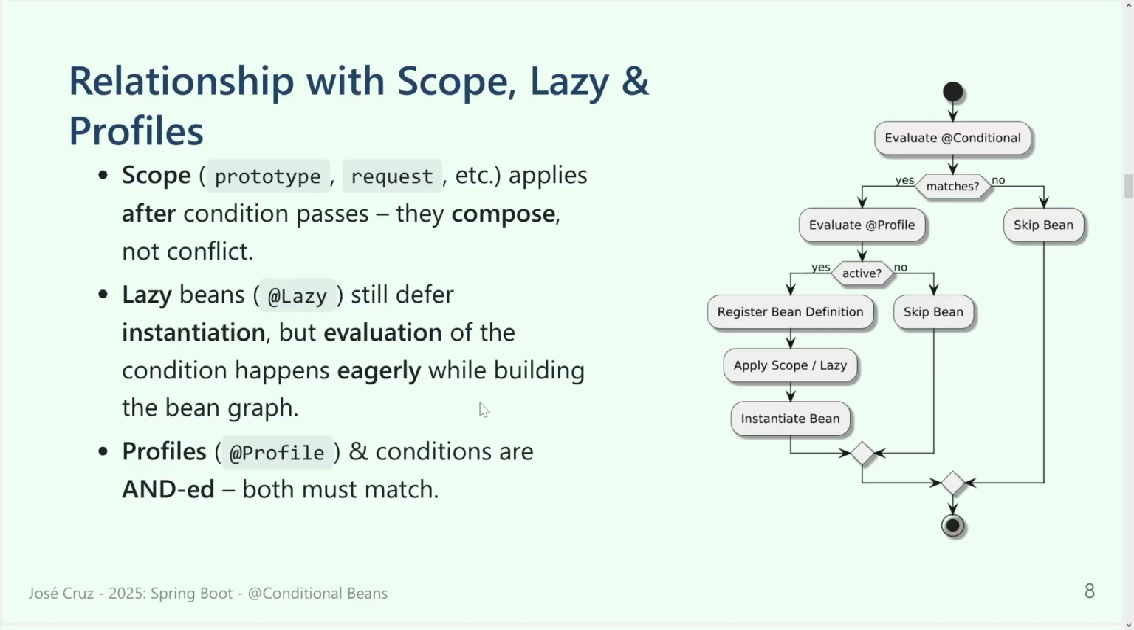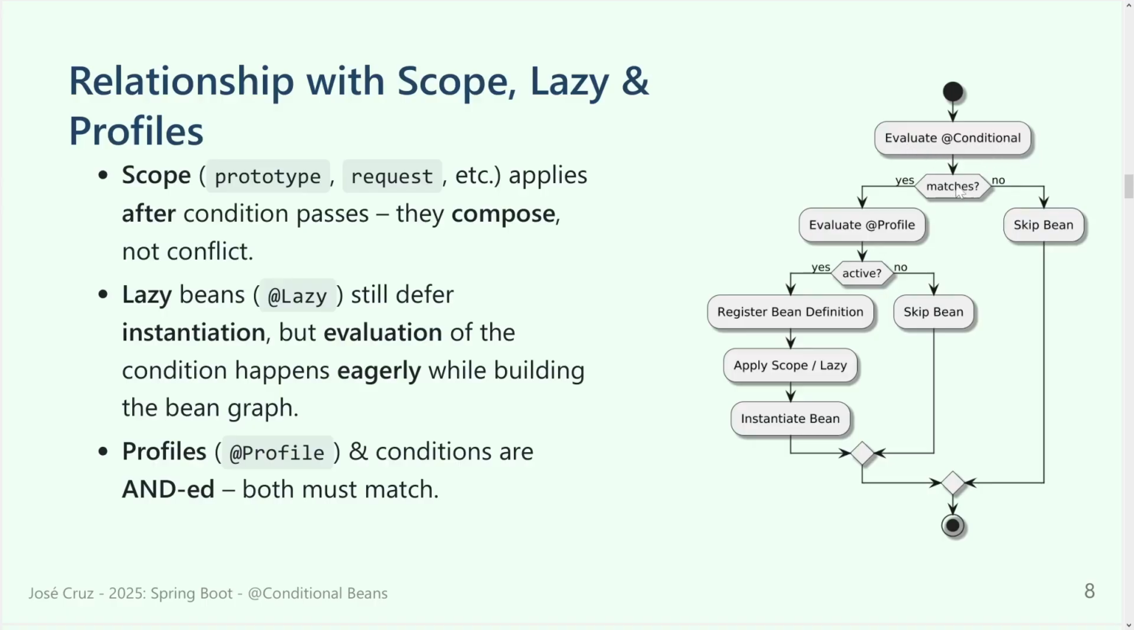Okay, relationships with scope, lazy, and profiles. So about the scope, let's say prototype, request, singleton, and so on, it applies after the condition phase. So the condition is the first thing, and maybe it's better to explain here. You have a conditional annotation like this, and you have an expression there. It can be a lot of different things. You can even test if it's a specific operating system and things like that, if something exists on the file system, if a folder exists, whatever you want.